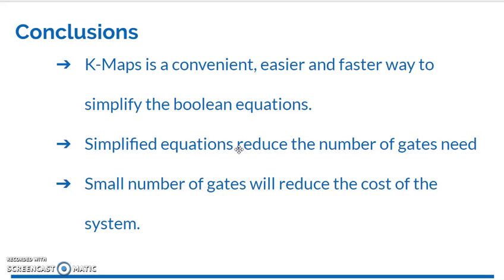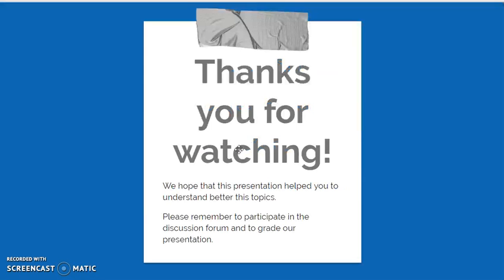Our conclusions were that K-maps are a convenient, easier, faster way to simplify Boolean equations. Simplified equations reduce the number of gates needed. A smaller number of gates will reduce the cost of the system.